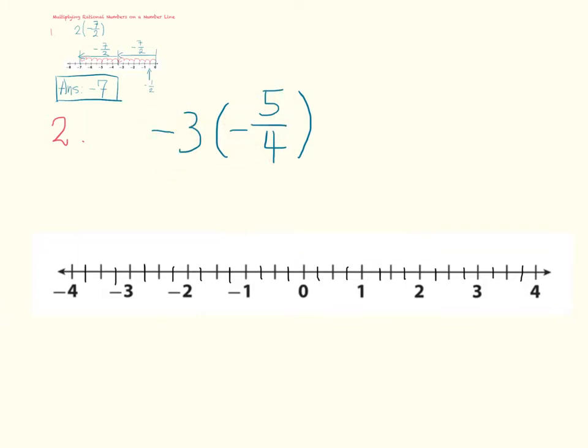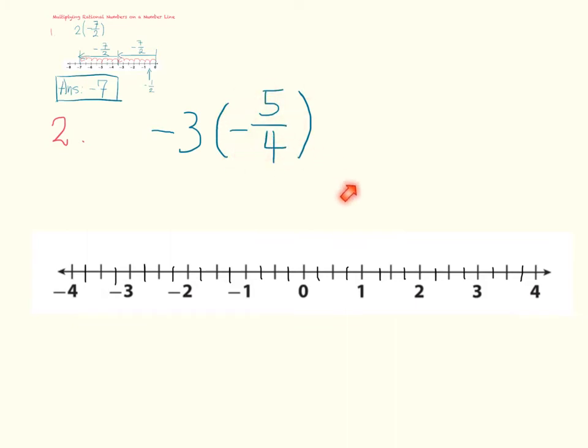Okay, so this works a little differently, but the first thing I want you to do is to ignore the negative sign of negative 3 first. Just treat it like 3 times negative 5/4, and then we'll work the negative part out. Okay, so now for negative 5/4, we need to find that on the number line.